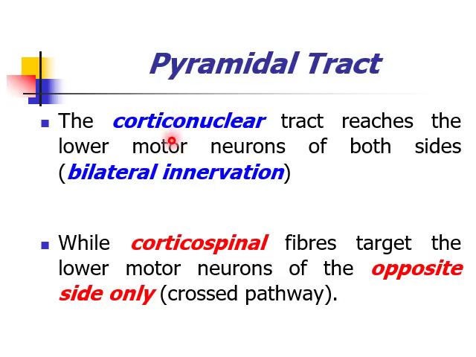Okay, whereas for the corticonuclear tracts, if I'm having a stroke to one side of the cerebral cortex, usually the cranial nerve nuclei are spared because of this bilateral innervation.